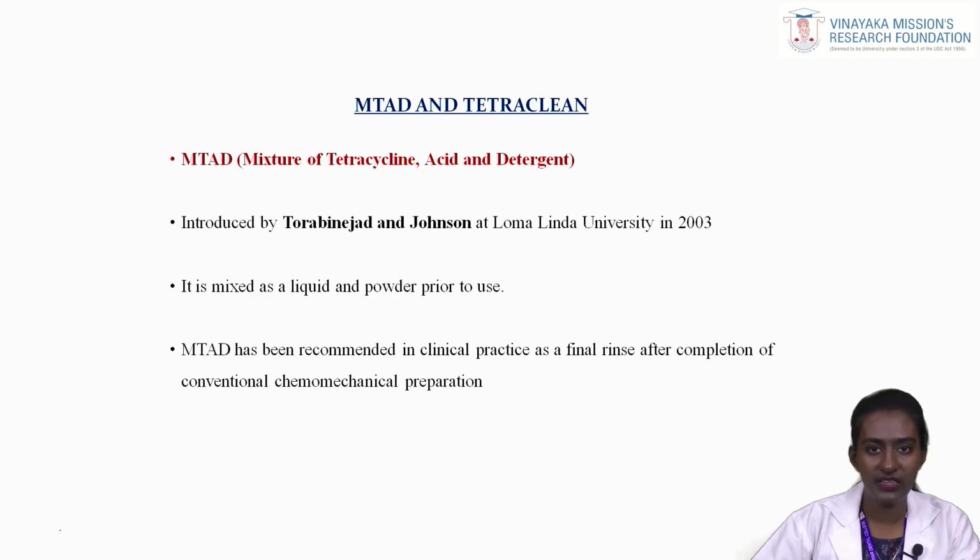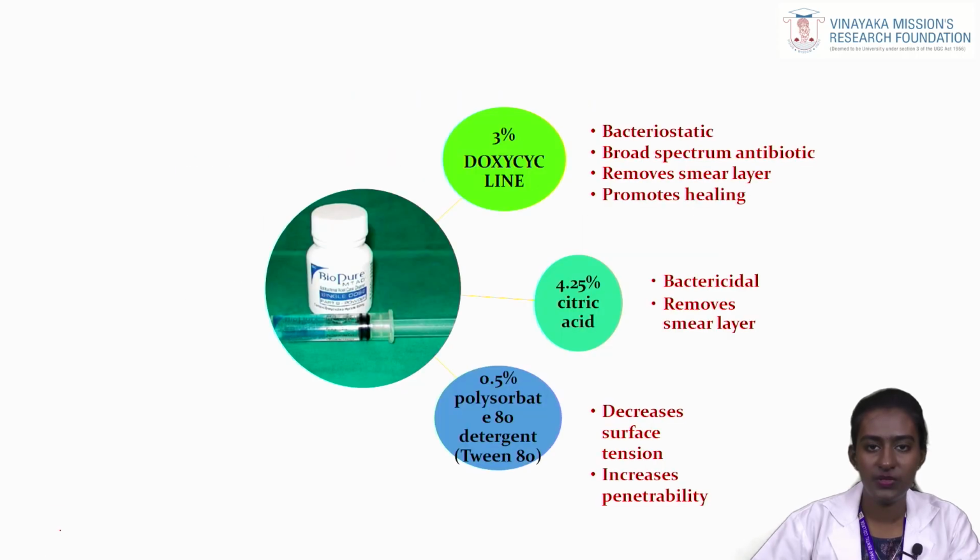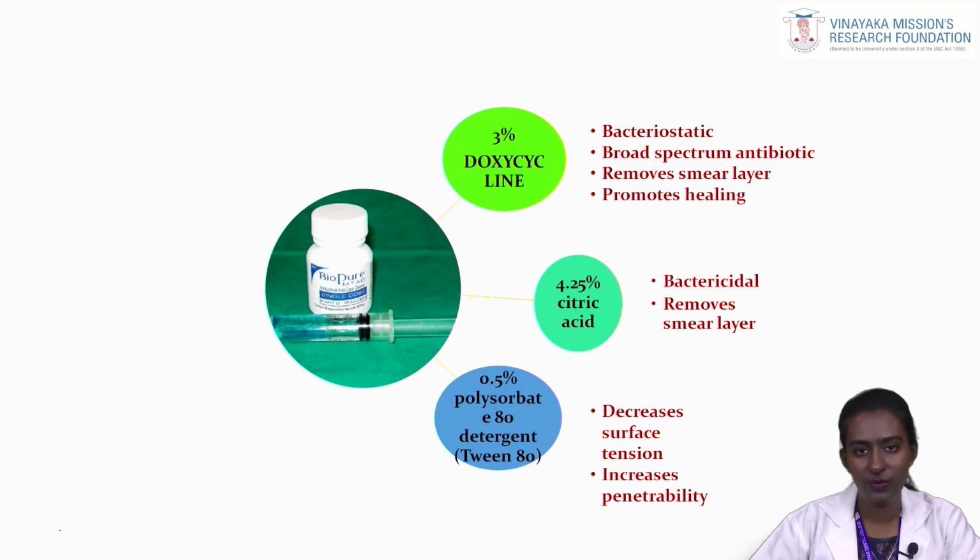Next is MTAD, a tetracycline mixture. MTAD is basically a mixture of tetracycline, acid, and detergent. It was introduced by Torabinejad and Johnson. This had 3% doxycycline, which was bacteriostatic, a broad spectrum antibiotic, and also helped in promoting healing. It had 4.25% citric acid, which was bactericidal and helped in removing the smear layer. Next is 0.5% polysorbate, or Tween 80, which is the detergent. This helped in decreasing the surface tension and increasing penetrability.